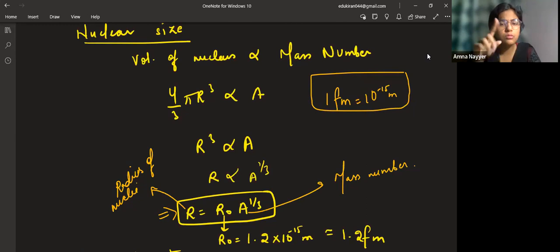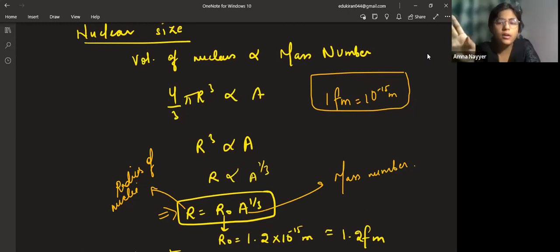So in that case, do not use this; put in the value that is given in the question. Otherwise, if no value is provided to you, R naught is equal to 1.2 into 10 to the power minus 15 meters. This is what you're going to substitute. It can happen that in the options you will get it in Fermi meters only. So 1 Fermi meter you can equate to 10 to the power minus 15.